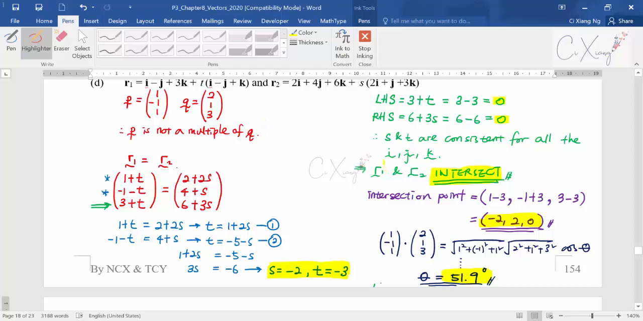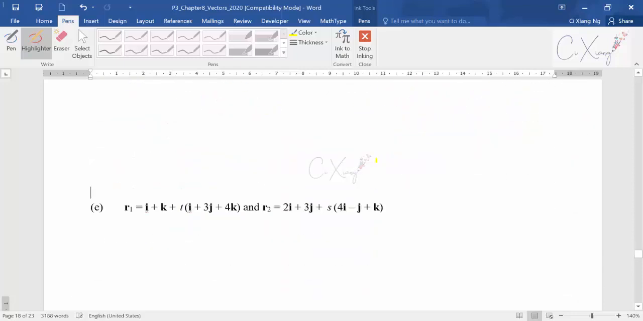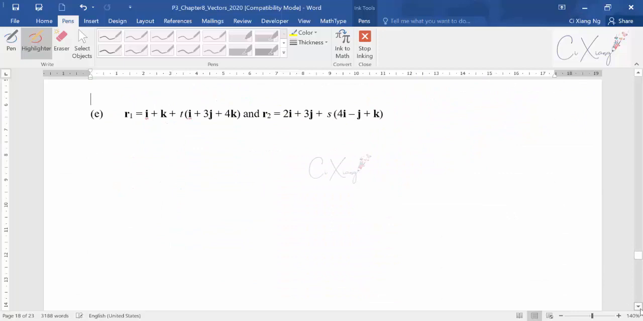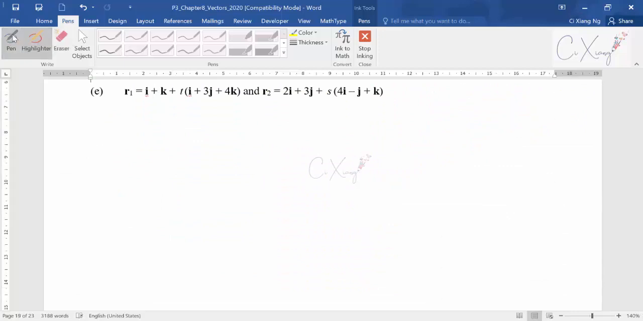I will proceed further to part E. Again, I will start from the beginning and write out first. What is the P in this case? P is 1, 3, and 4. What is Q? Q is 4, negative 1, and 1. Very obvious that they are not a multiple of each other. So you can write P is not a multiple of Q.